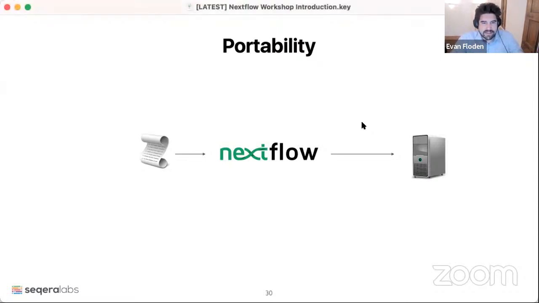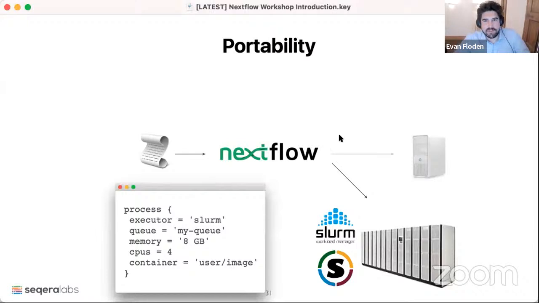If I, for example, had a configuration here in my file, I'm going to define, in this case, an executor, a queue, some memory, 8 GB here, some CPUs and some container image. Now, each of those tasks is going to be submitted to, for example, my Slurm cluster with this queue, and it's going to run each of those tasks on that as well.